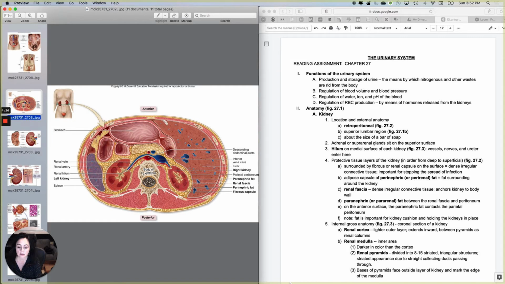Okay, and we're going to start from the surface of the kidney. If we start on the surface of the kidney, we are going to run into what's called the fibrous capsule. The fibrous capsule is really just the connective tissue that's like the outside boundary of the kidney. Okay, so that is the fibrous capsule, or renal capsule, on the surface of the kidney.